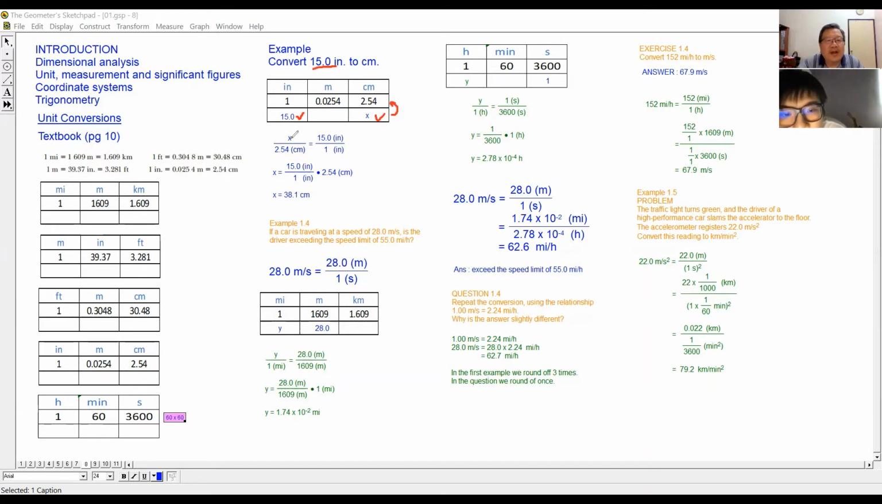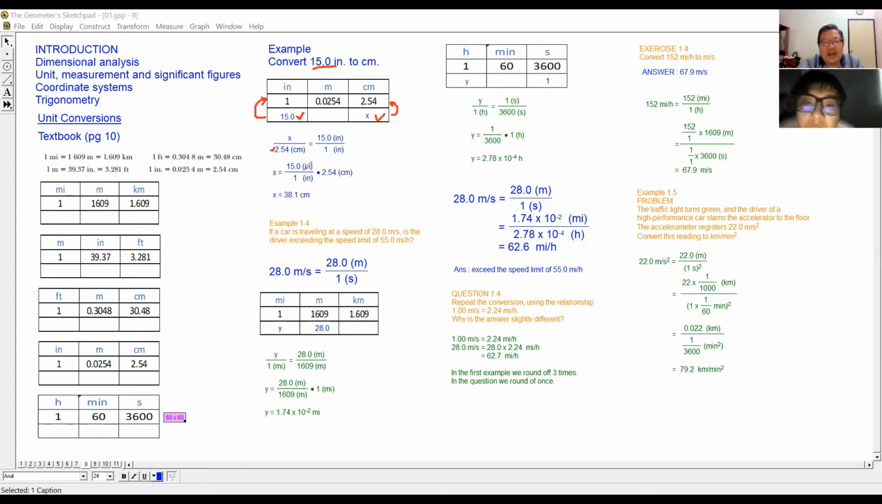The ratio of X is to 2.54. So I use X cm to 2.54 cm. Then over here I use 15 inch divided by 1 inch. So you can form the equation, and when you form this equation, you want to solve for X. You bring 2.54 to the other side, so you have 15 inch over 1 inch multiplied by 2.54 centimeter.